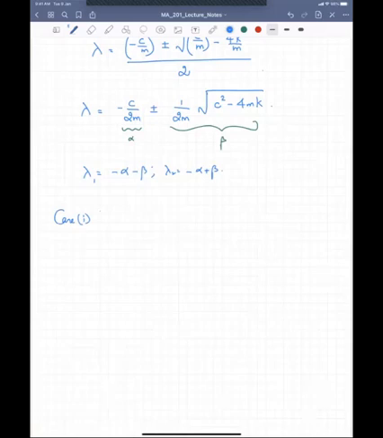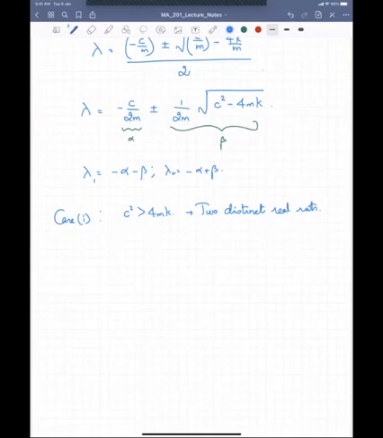So case 1 is c squared greater than 4mk. In this case, this is the usual case. You have two distinct real roots. So what does c squared greater than 4mk mean? The damping coefficient is large compared to m times k, which means damping takes precedence. Damping is a huge factor in this particular case. So this case is therefore called overdamped.